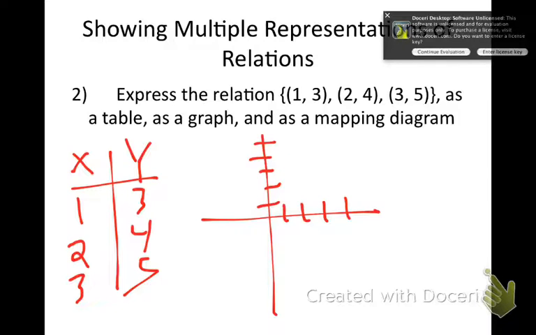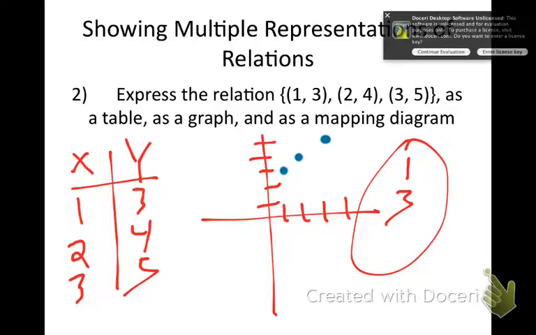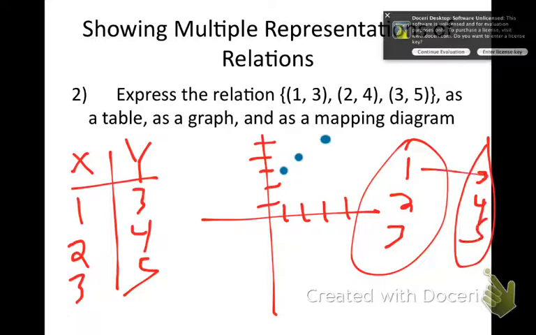you plot the points, so (1, 3), (2, 4), and (3, 5). If you did a mapping diagram, basically your lines are going to go straight across. So 1, 2, 3 to 3, 4, and 5. And here your mapping diagram will literally just go straight across.